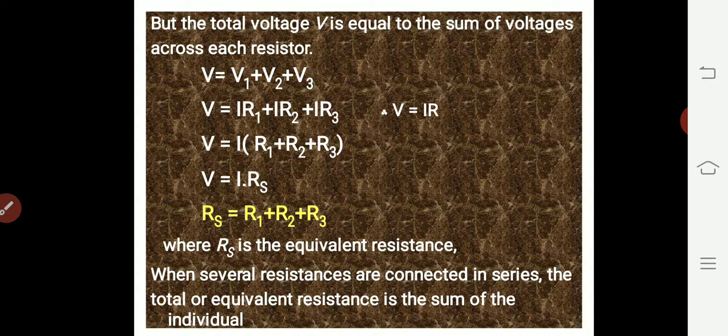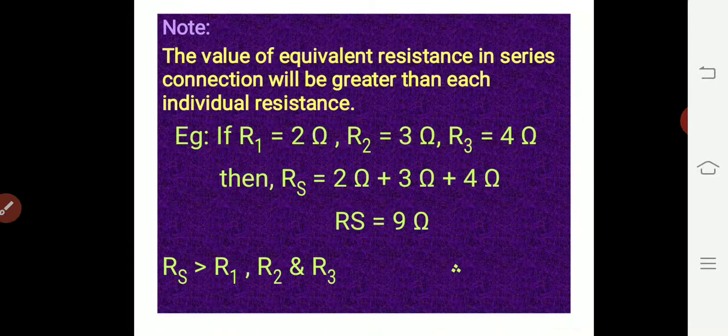RS means equivalent resistance. When several resistors are connected in series, the total or equivalent resistance is the sum of the individual resistances. This is RS, the equivalent resistance equal to the sum of individual resistances.